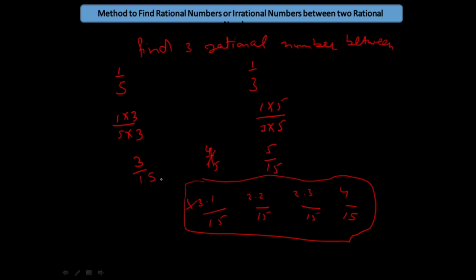Suppose 30. How can you make it 30? If I multiply and divide by 2. If I multiply this by 2 and divide by 2, I will be getting 6 over 30. Here it will be 10 over 30. Again, both denominators are same, 30, 30. Now just find 3 numbers in between 6 and 10. So 7, 8, 9, divided by 30. So these 3 numbers are 7 upon 30, 8 upon 30, and 9 upon 30, my required answer.